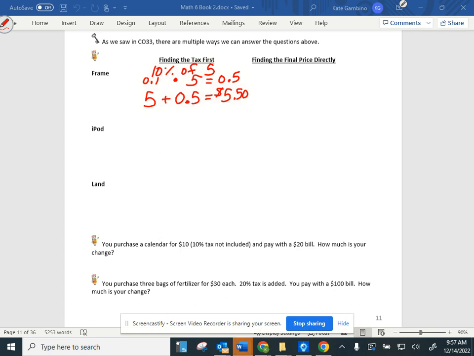It's not $5 tax on a $5 frame. That would be crazy. That would be 100% tax. Oof. I've never seen that. Riziki?